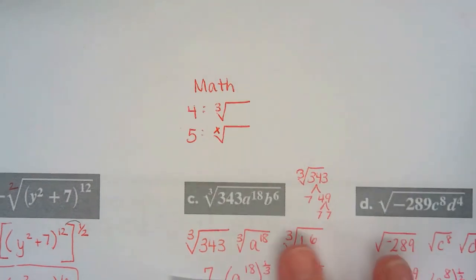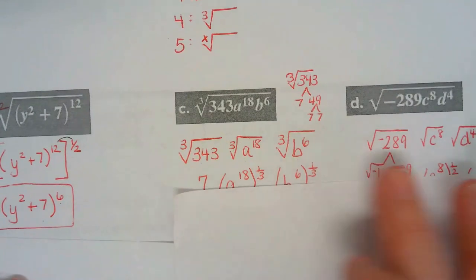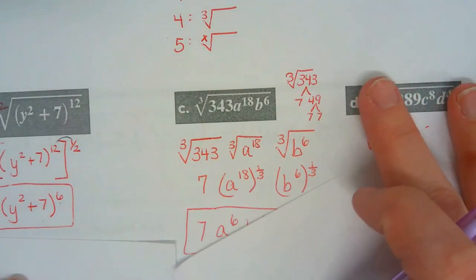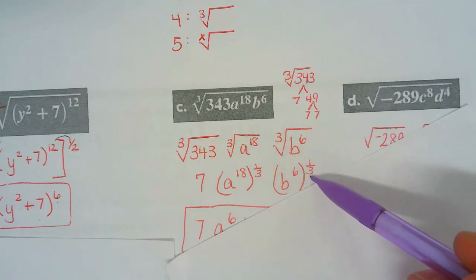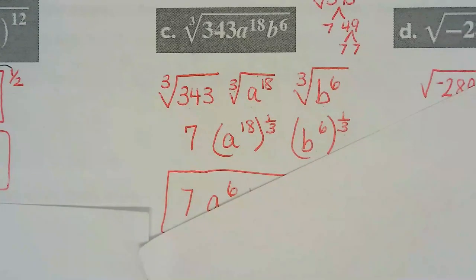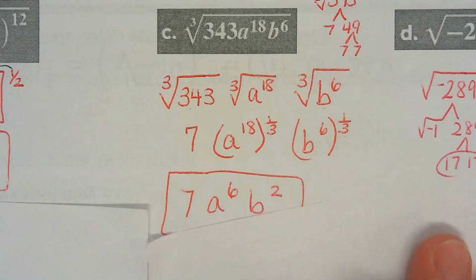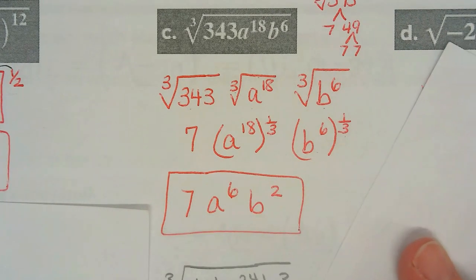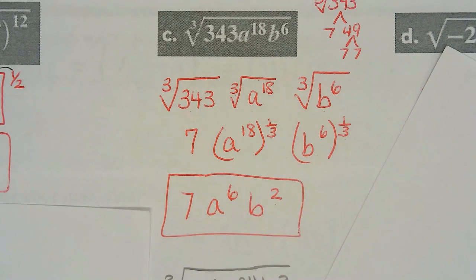Then over here on the next one, these are fraction exponents. So a cube root means that I can rewrite it as a fraction exponent of 1/3. And same over here with my b, this cube root can be rewritten as a 1/3. Now all I have to do is distribute those exponents. So multiply these guys together. So 1/3 of 18 is 6, and 1/3 of 6 is 2.